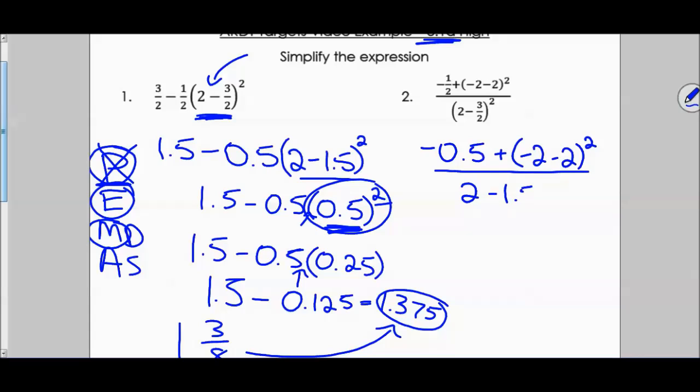2 minus 1.5 squared. When we have a big fraction like this, we're going to solve the top and the bottom completely separately. We're going to get separate numbers for each of those, and then we'll do the fraction part of that, where we divide the two numbers. Okay? This fraction bar really just means we're dividing. That's our very last step. We solve the top, solve the bottom, then divide those two numbers. Okay? When we're doing the top, we have to follow order of operations, and when we're doing the bottom, we have to follow order of operations. So we're still going to use PEMDAS.